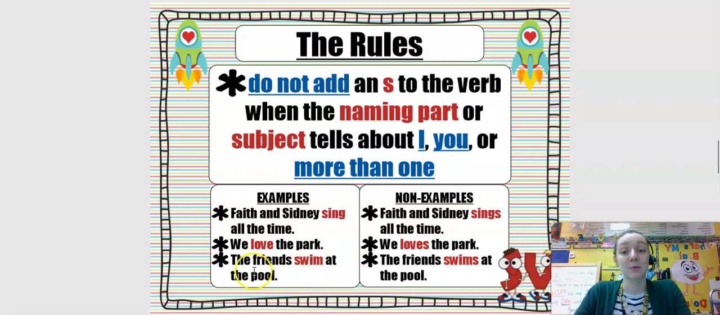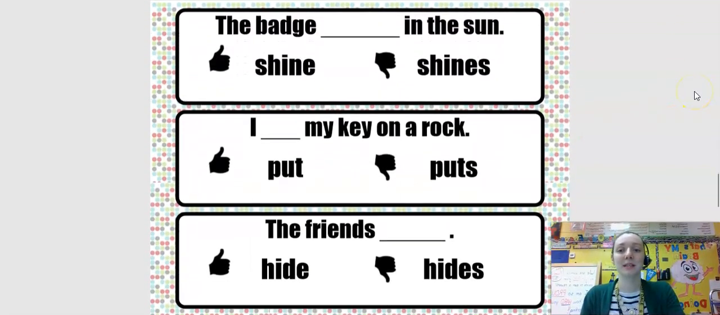All right, so the last example is the friends swim at the pool. The friends is more than one, so we don't have to add that S. So a non-example would be the friends swims at the pool. It's almost like a tongue twister. The friends swims at the pool. It's not right. So let's look at some examples.